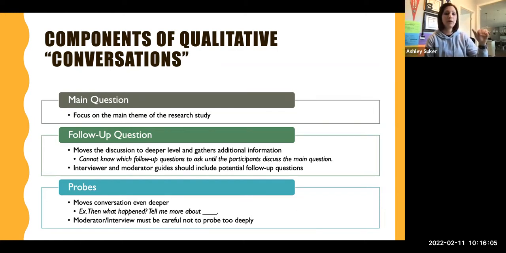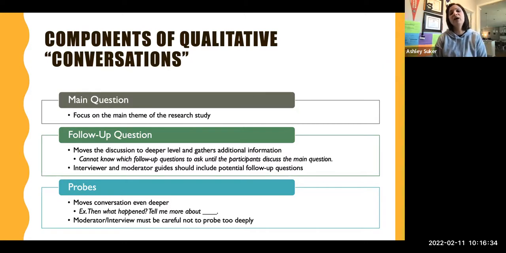So you'll have the main topic, it focuses on the main theme, it's helping you answer that research question. Then you'll have a follow-up question, it just moves it to a deeper level. But you can't really know what follow-up questions you are going to need to ask until you start talking about the main questions. So it's important as you are writing those interview and moderators guides that you have some ideas of follow-up questions, but that you are flexible enough if you need to pivot a different way.